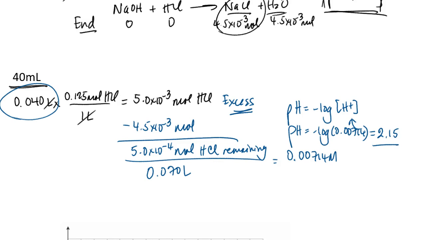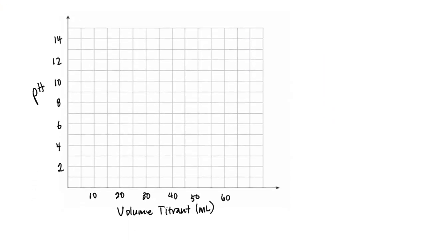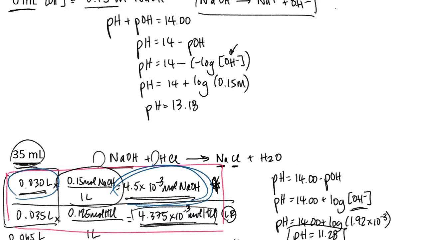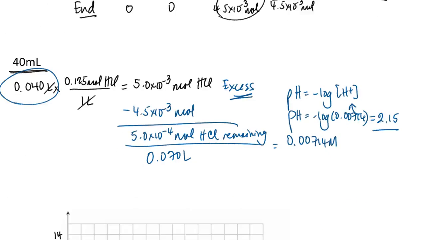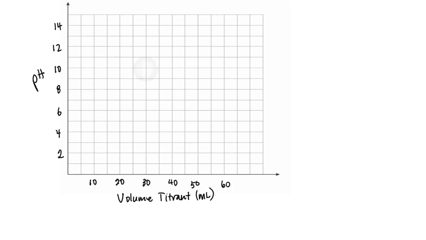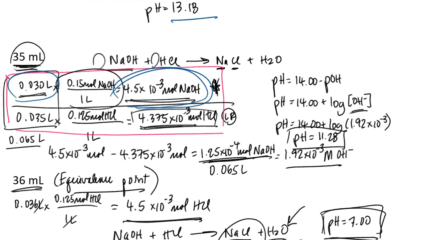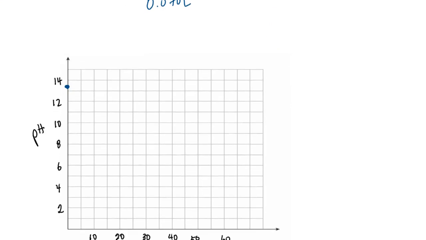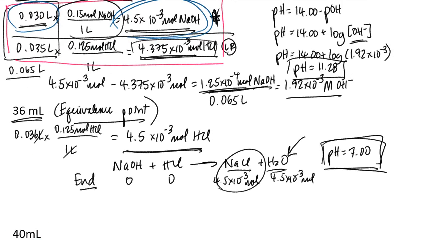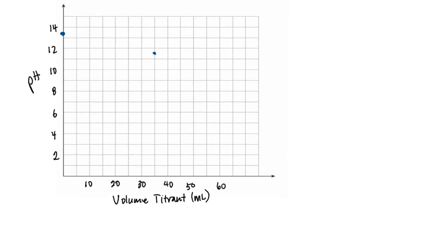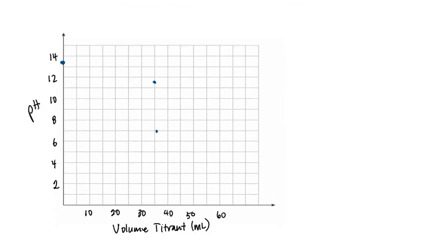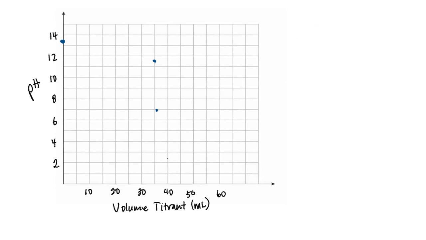And so if we take these pH values and plot them, what we'll get is a titration curve. Initially, we had a pH of 13.18 at the start of the titration because we were titrating a certain volume of base. So that would be about here, more or less. Then after 35 milliliters, our pH was 11.28, so that would be roughly there. At 36 milliliters, if you recall, we were already at 7, so it would be right next to it, and 7 is here. And then after 40 milliliters, we had a pH of 2.15, which is right around here.